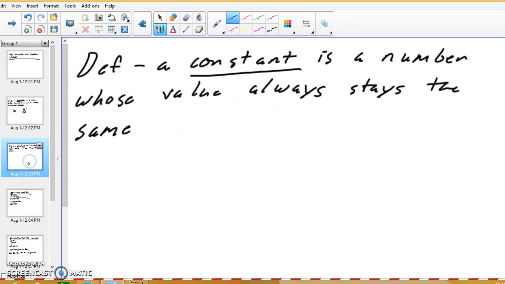So then the opposite of a variable is a constant. And a constant is a number whose value always stays the same. So in that same example of 3x, no matter what we change x to, like I said, x could be 0, 1, 2, 3, 10, 100, a million. No matter what we change x to, 3 will always remain the same. So that's the difference between a variable, something that can vary or change, and a constant, something that is always the same.